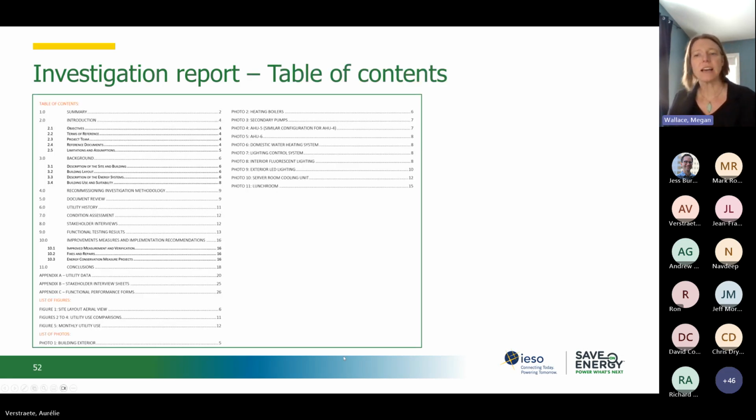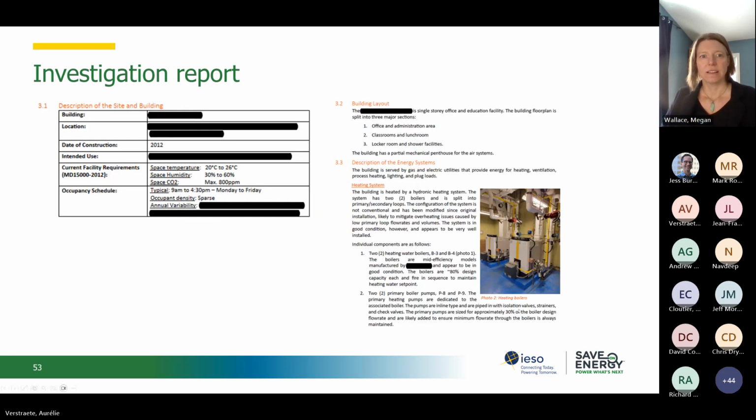The next few slides, we'll just go through quickly, but they're samples of what you would find in an investigation report. You'd have the table of contents showing you all of it. You can see that this one includes a list of the appendices that we referred to, as well as things like photos and site reviews. Here's an example of the description of the site building. It includes building layout and description of the mechanical systems.